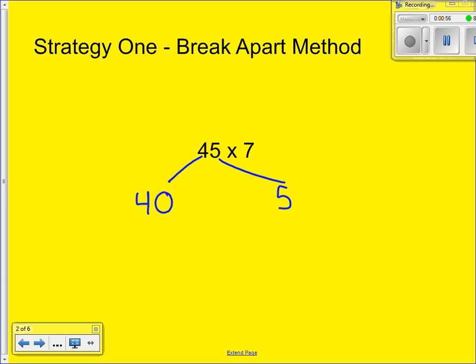Now I'm going to multiply each of these parts with my other factor, which is a 7. So 40 times 7, and then I have 5 times 7. Now because I broke it apart, I now need to put it back together. In order to do this, I'm going to use addition.